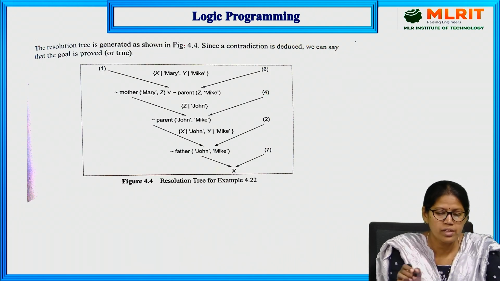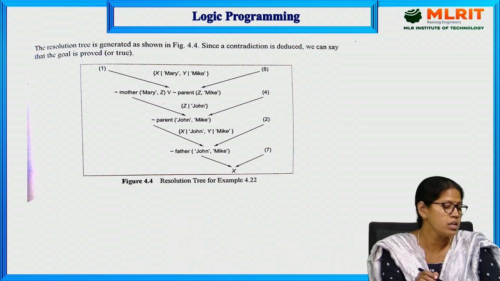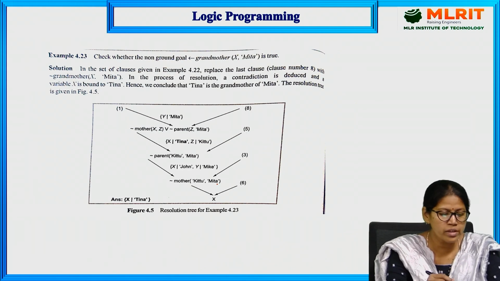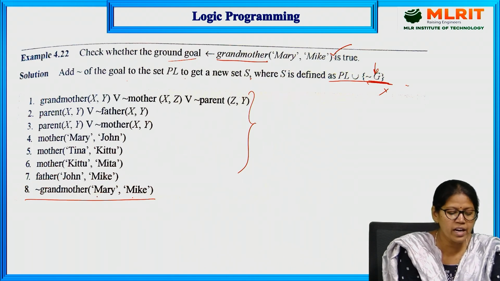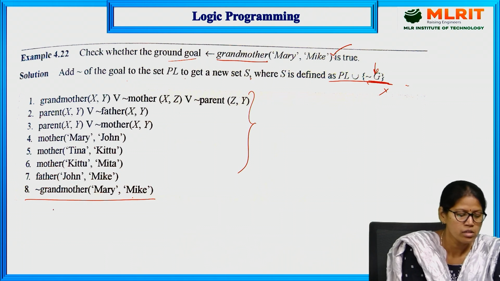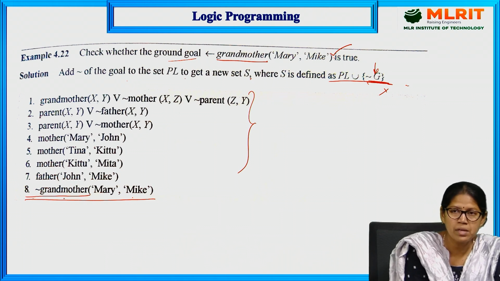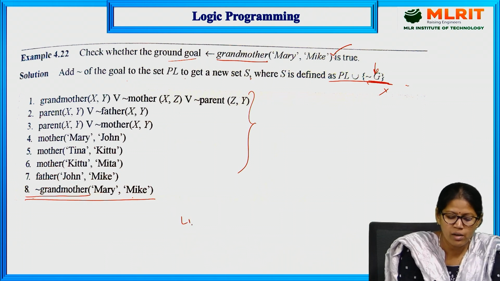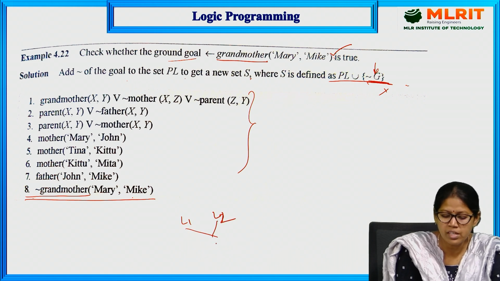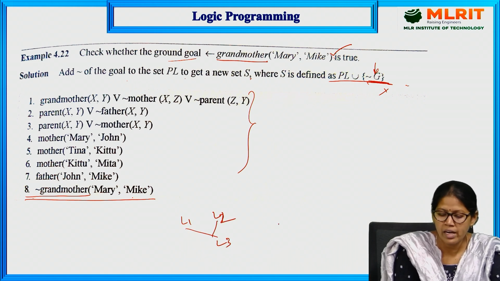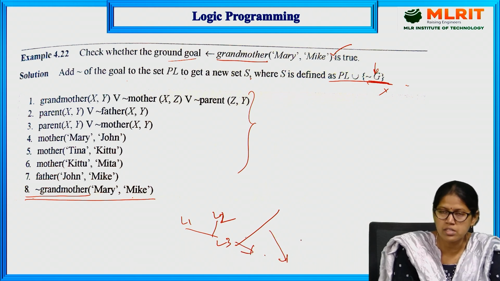First, we'll take the goal. What is the goal here? Negation grandmother, Mary and Mike. So we'll apply the similar one. Here L1 and L2, we combine these two clauses and we get a new clause. And again we'll apply another one and again we'll get a new one. Until we finish this whole tree, we need to go to the end.